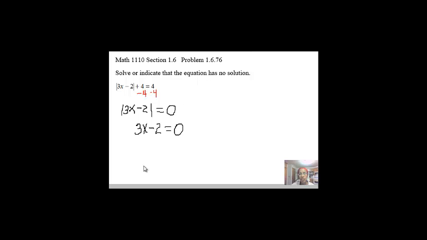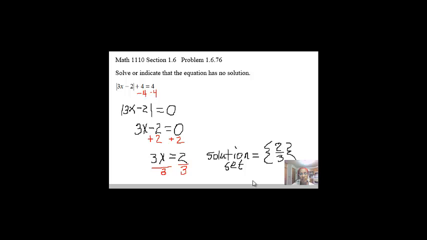So I go ahead and solve this by adding 2 to both sides. So 3x is 2. And dividing both sides of the equation by 3, in this case, my solution set is the set which contains 2/3. And that's my solution.